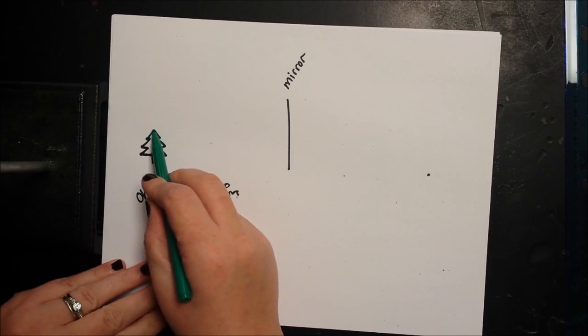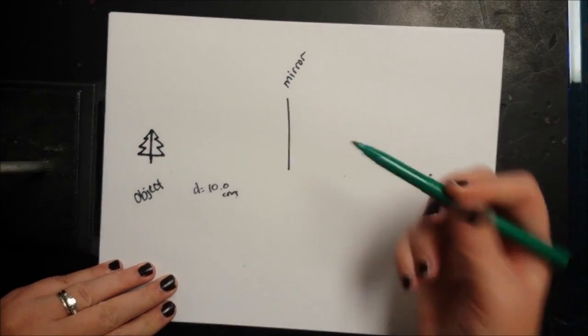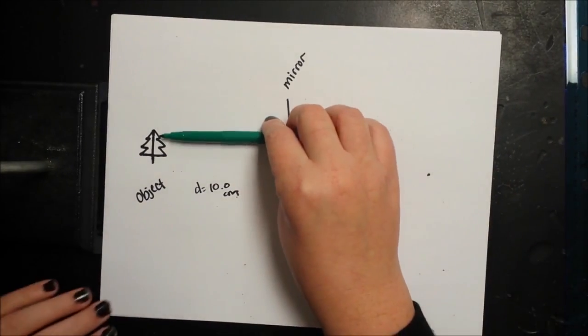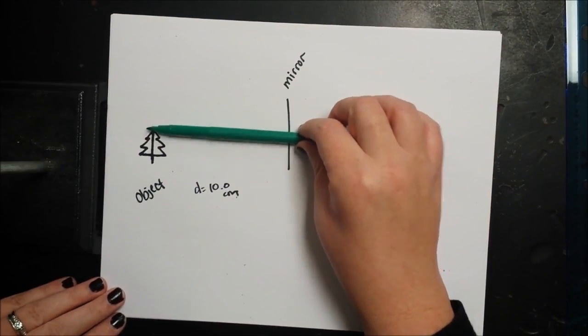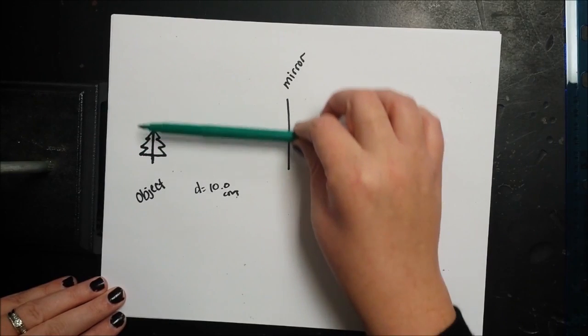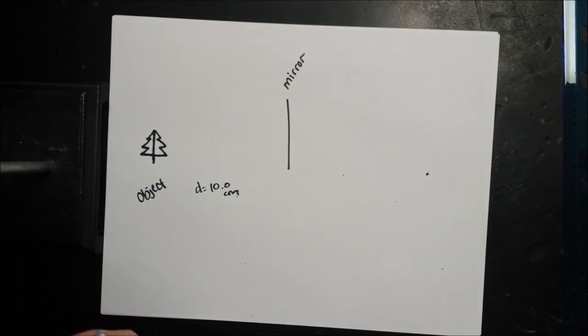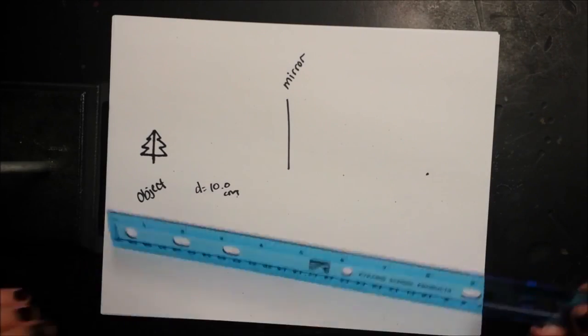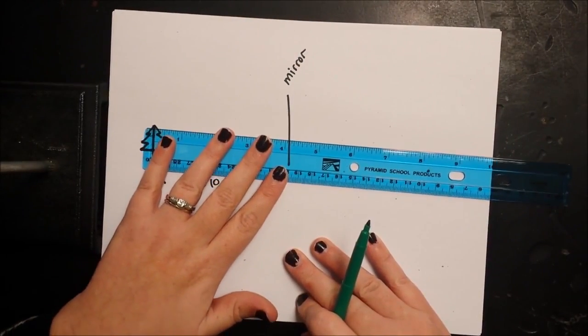I'm going to draw a ray that starts here and is going to hit my mirror. Now remember, the normal means perpendicular in physics. The normal is going to come straight out, perpendicular from the mirror at any point. So I just need to make sure that I hit the mirror at a 90-degree angle from this point on my object. So let's just measure that out.